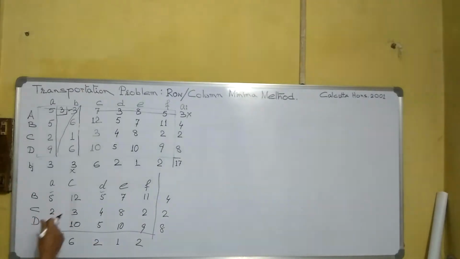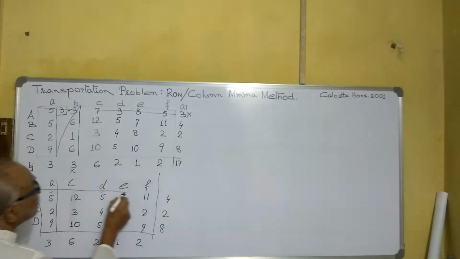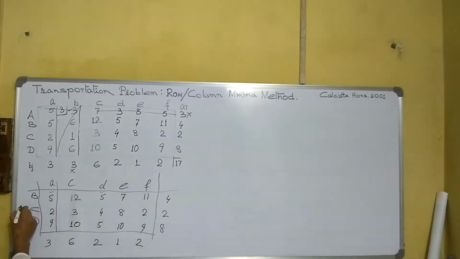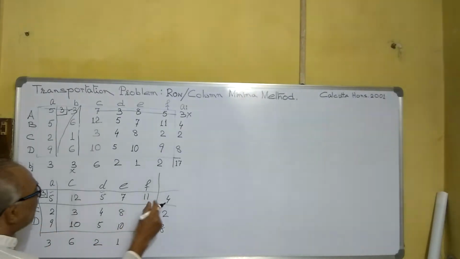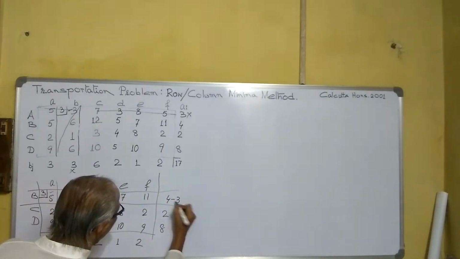Since here we are choosing, suppose this one. If we are choosing this one, then what is there? In this 5, we can allot; here 4 is available, and 3 is the requirement. So we have to supply 3. Here we will supply 3 because the requirement is 3, and we cannot supply more than the requirement. So here it will remain 4 minus 3.